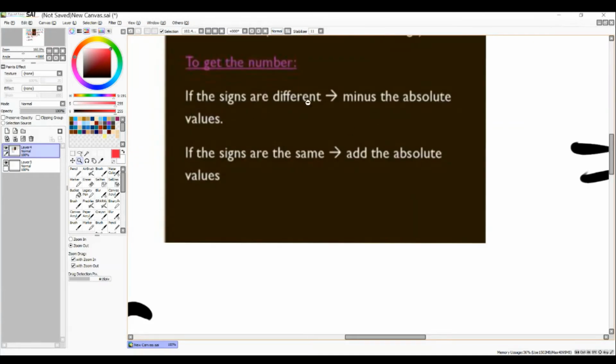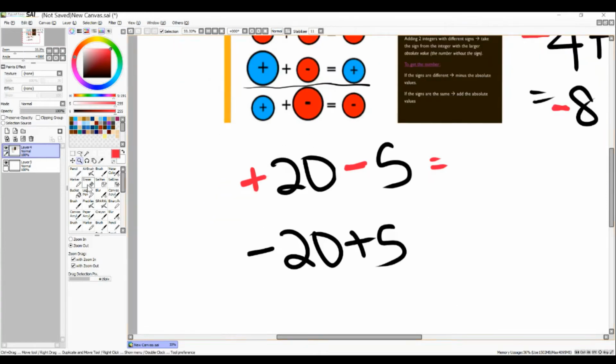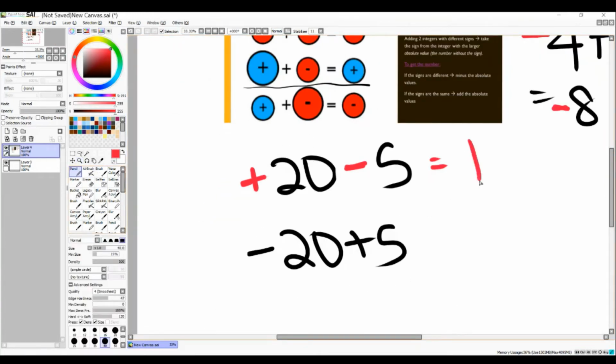Now I want you to read something here. If the signs are different, you're going to minus. So we're going to minus here because the signs are different. What does 20 take away 5? 15. Negative 15 or positive 15? Because there's a negative sign right here, I should put a negative, that's correct, right? No. In these instances, whatever the sign is of the bigger number, that is what the sign is going to be for the outcome, for the answer. And 20 is the bigger number. So the outcome will be a positive answer because 20 is a positive number.